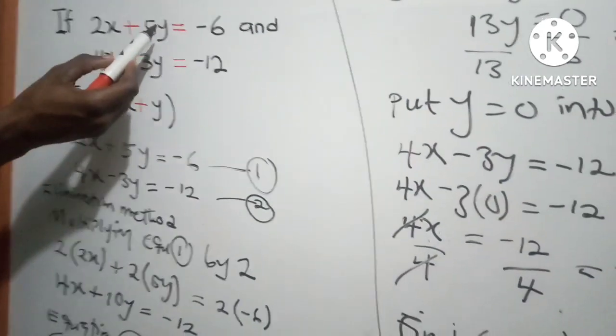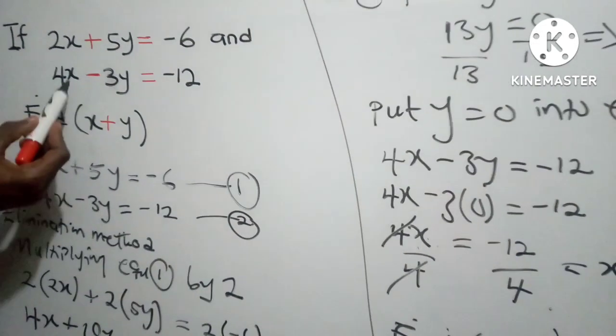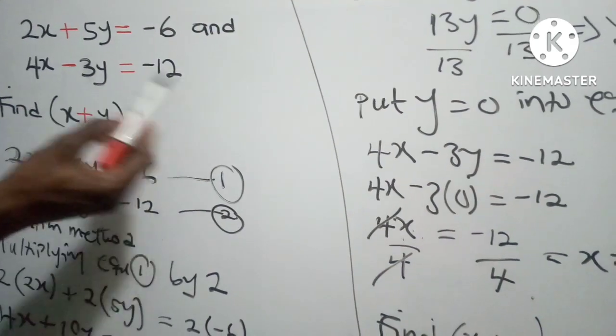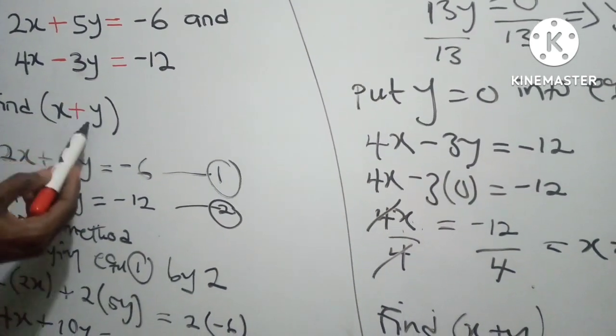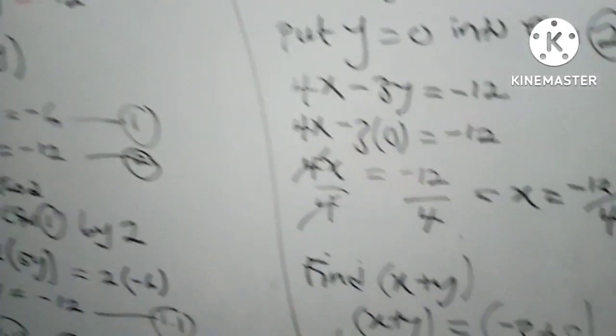If 2x plus 5y is equal to minus 6 and 4x minus 3y is equal to minus 12, find x plus y. Our x plus y is minus 3.